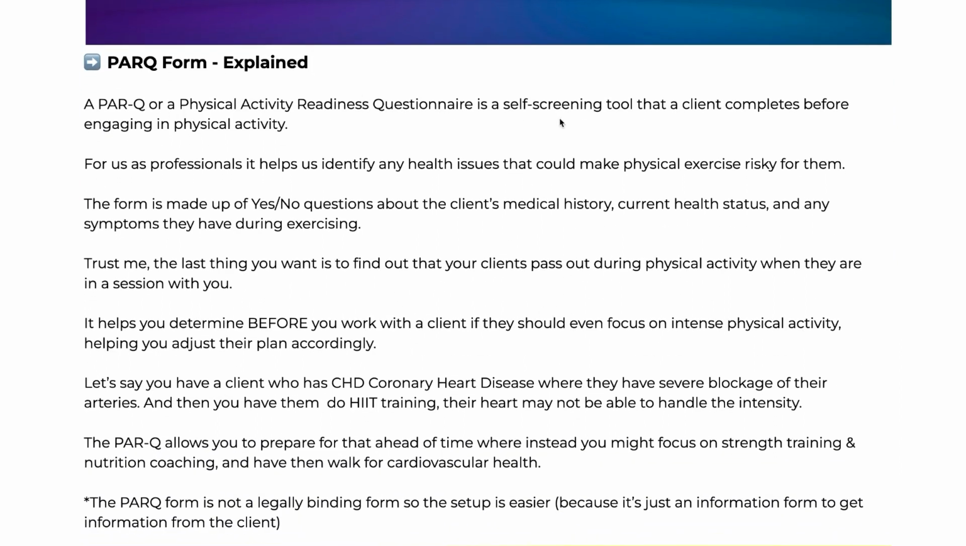The PARQ form stands for Physical Activity Readiness Questionnaire. What it is, is a self-screening tool that a client completes before engaging in a physical activity. Self-screening means that it's questions that they ask themselves. Essentially, they're reflecting on it, right? And then once they do it, we have some automations that tell them, hey, because you answered yes to these questions, you are not going to be fit for this. Or because you answered no to these questions, you are going to be a fit for this.